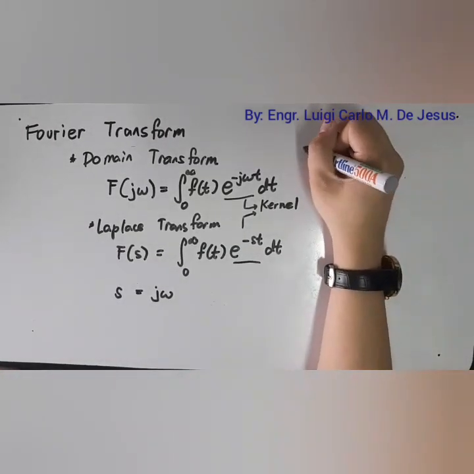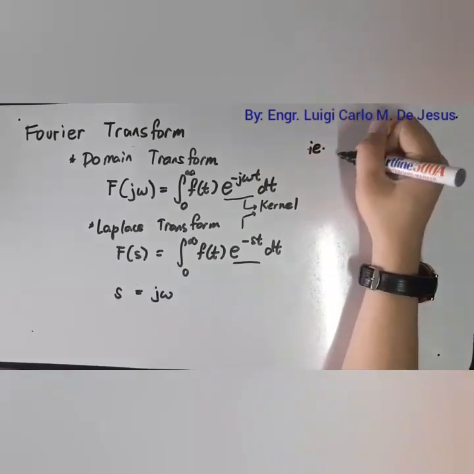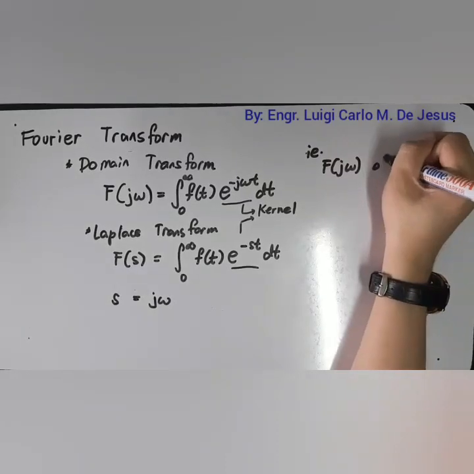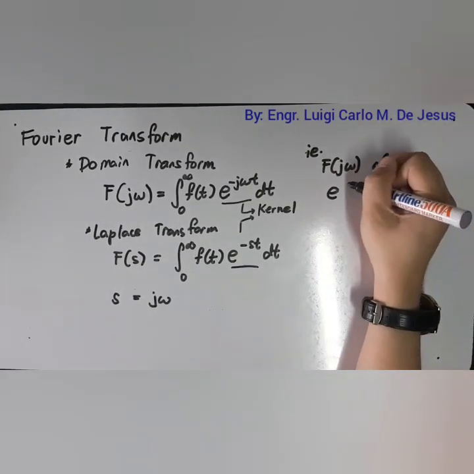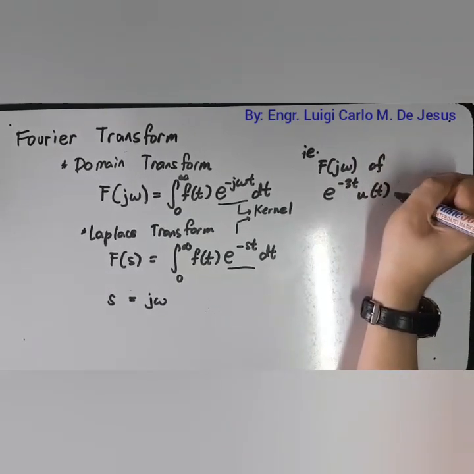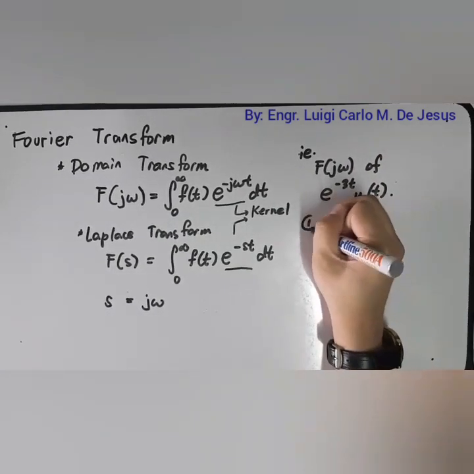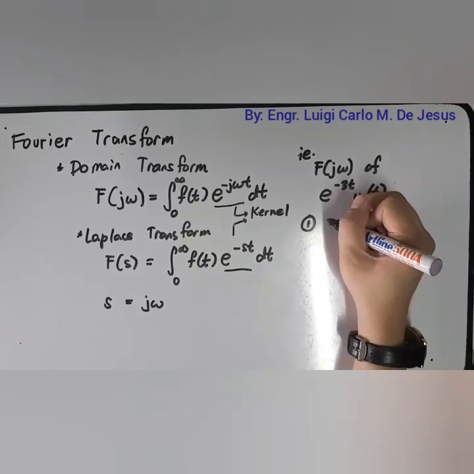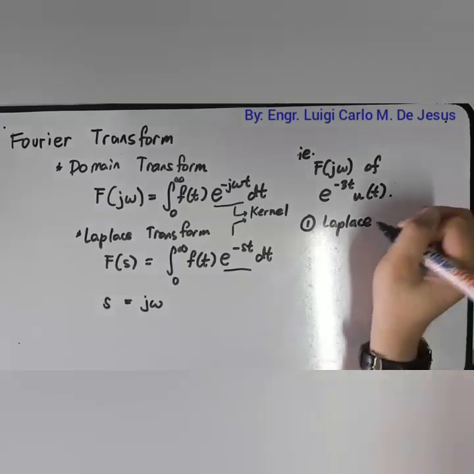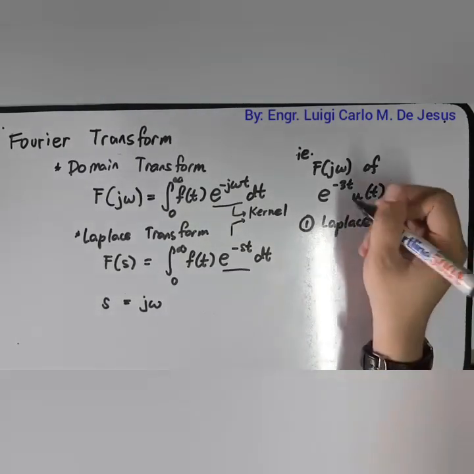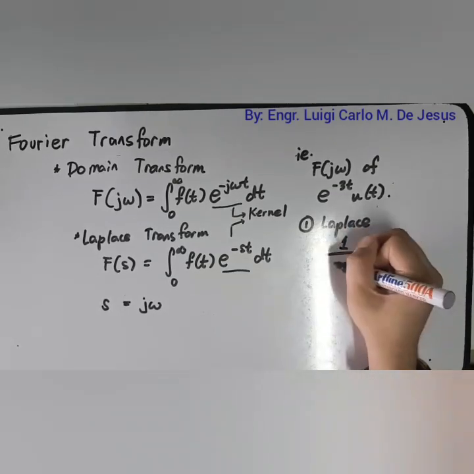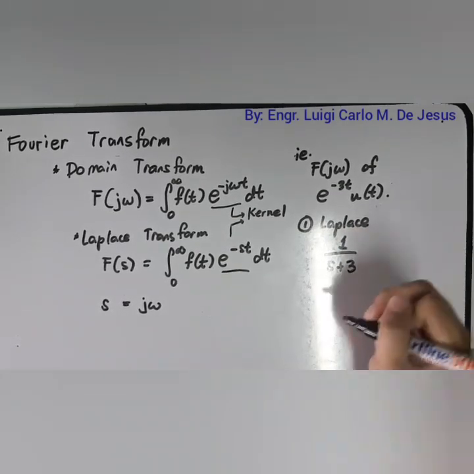Now, let's try an example. We are asked to get the F of j omega of e to the negative 3t u of t. The first step is we must get the Laplace transform. What is the Laplace of e to the negative 3t? That is 1 over s plus 3.